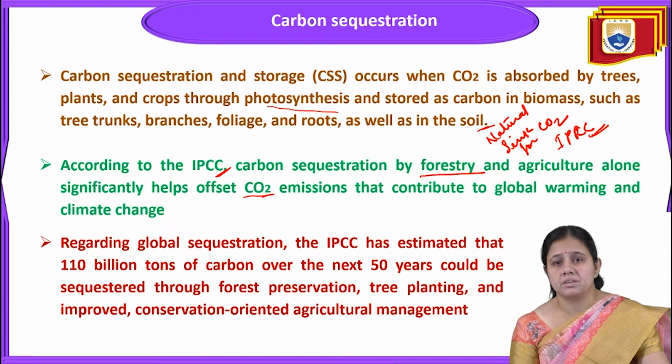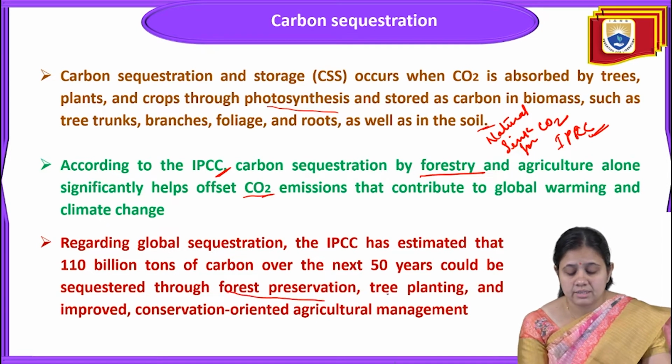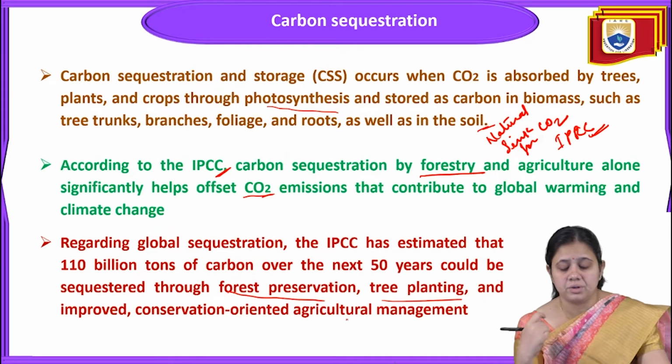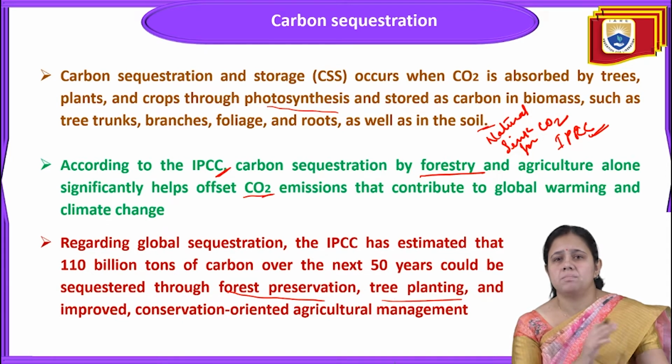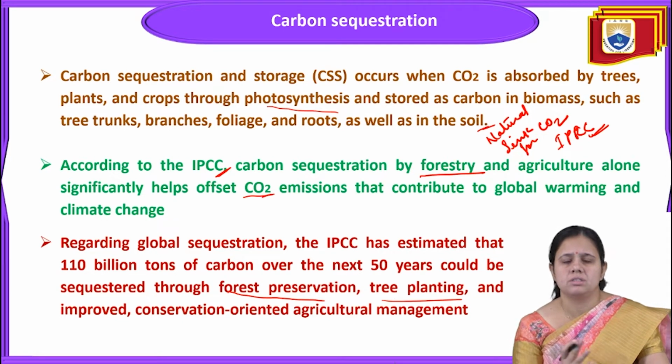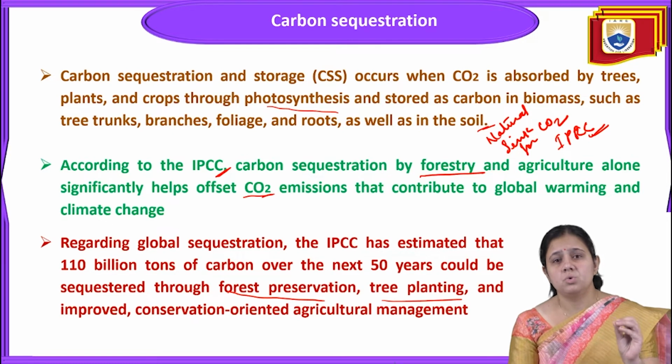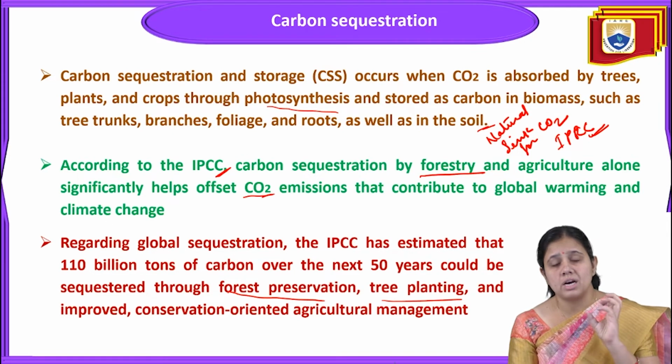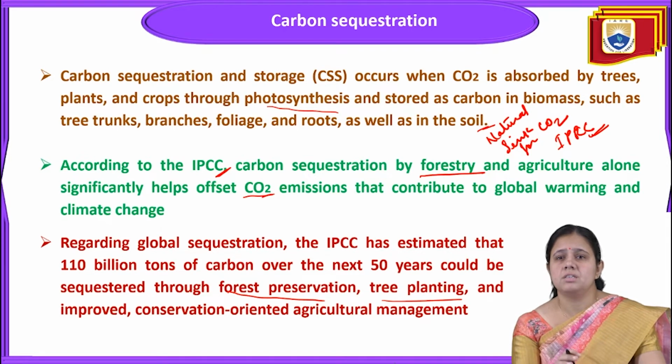With regard to global sequestration, the IPCC has estimated that 110 billion tons of carbon over the next 50 years could be sequestered through forest preservation, tree plantation, and improved conservation-oriented agriculture management. So, as per the IPCC, you can store almost 110 billion tons of carbon over the next 50 years in forests, through forest preservation, tree planting, and improved conservation-oriented agriculture management. So this was about carbon sequestration.